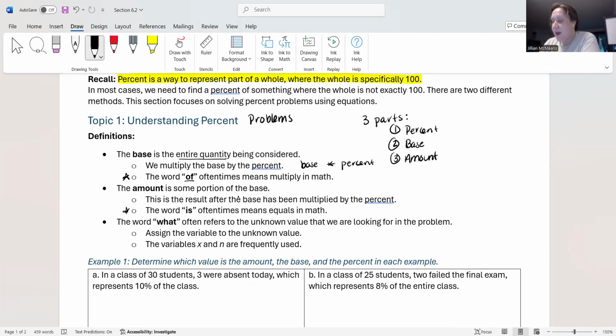And then we have this third part, which is not really a definition. It's just kind of a factoid.